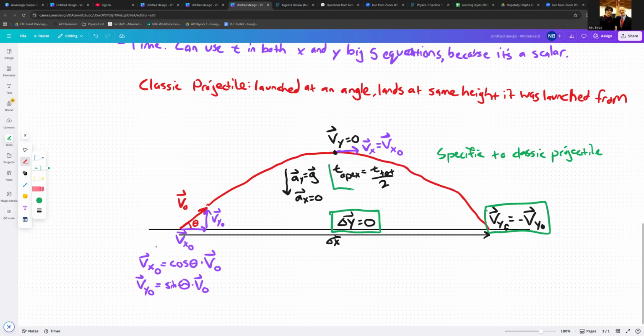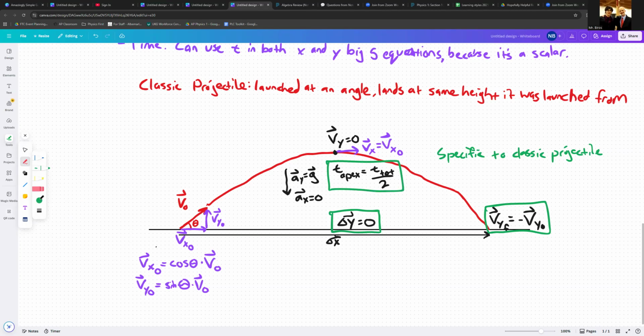This is another one. Now, some of these are universally true for all projectiles, like the acceleration being gravity in the y direction, x direction is 0. That's true for all projectile motion. Oops. Oh my goodness. We're deleting things I didn't want to delete. I'll just redraw it.